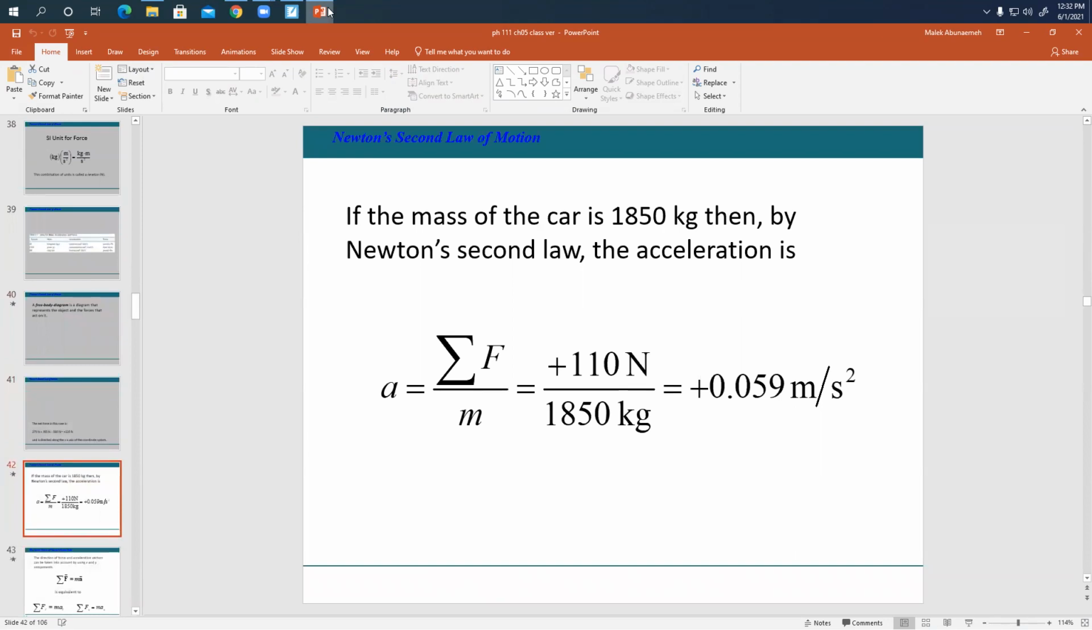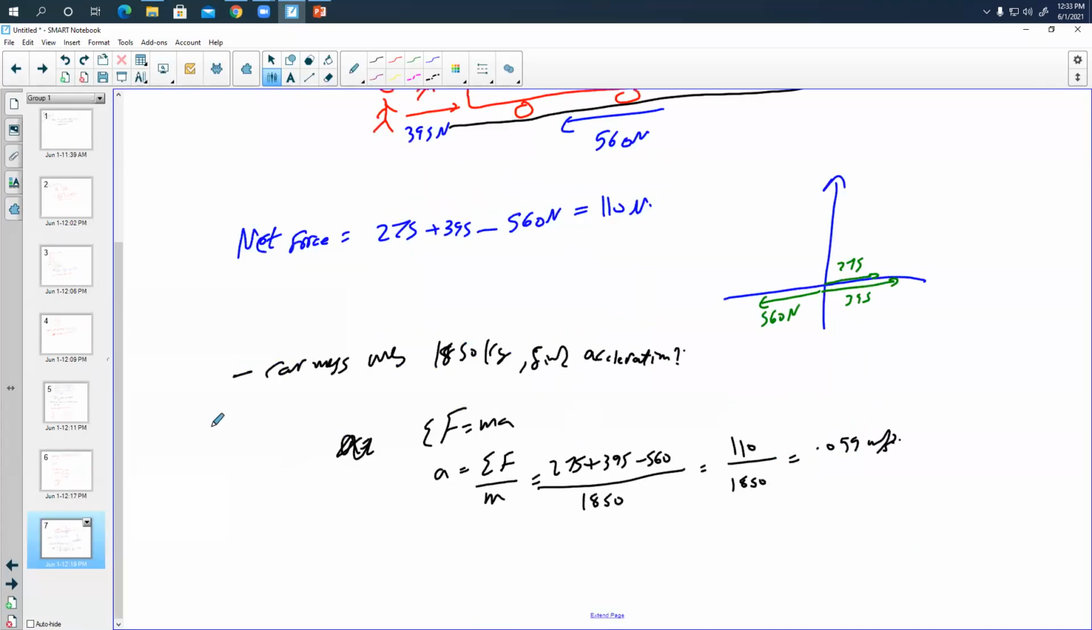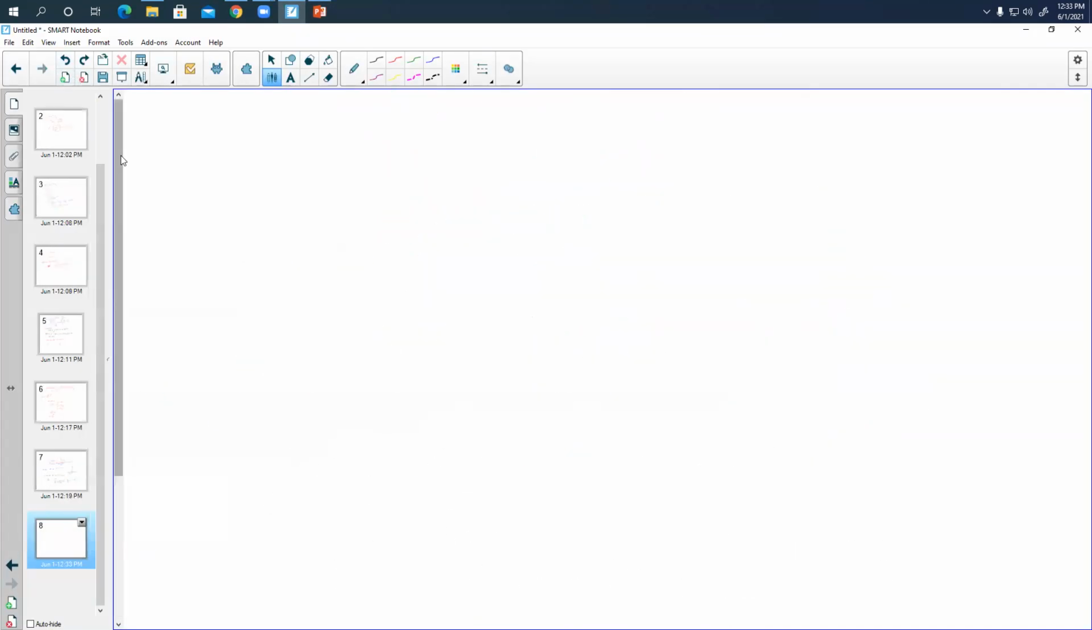And this is exactly the one we got. Okay. So, and again, that's what we talked about, the direction of forces. So all your forces, I should write this down. So your sigma F equals ma, that means all your forces in the y direction equals your mass multiplied by the acceleration in the y direction. All the forces in the x direction equals your mass multiplied by the acceleration in the x direction.